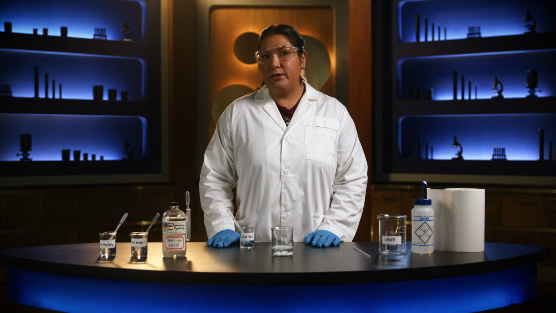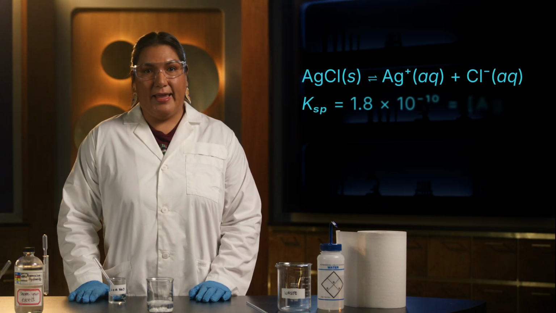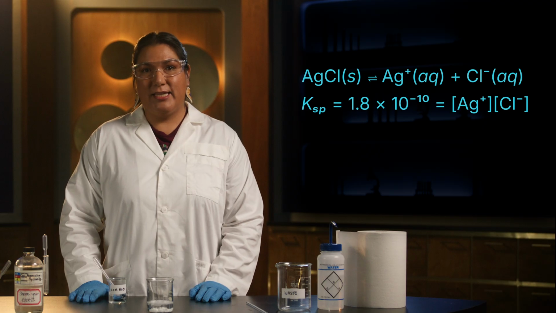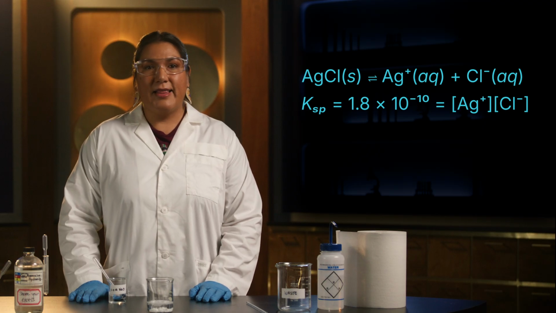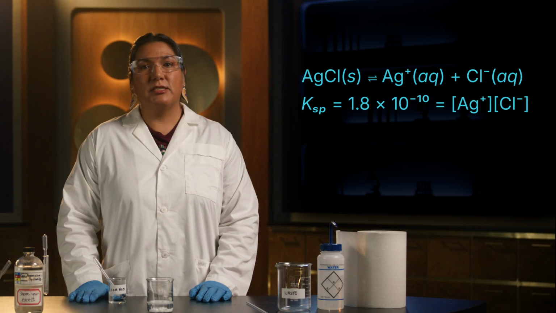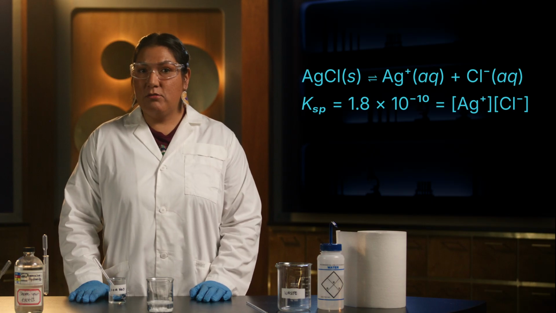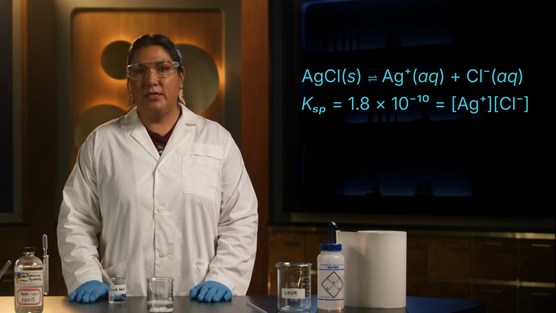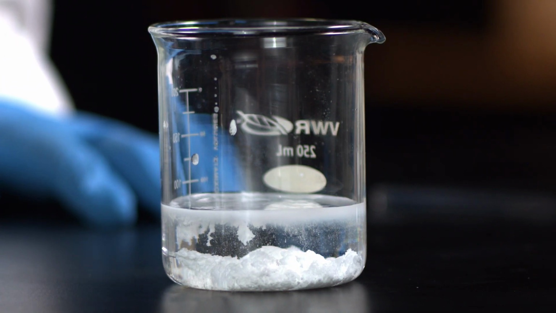This equilibrium is governed by a constant called the solubility product, or Ksp. For silver chloride, the Ksp is 1.8 times 10 to the minus 10. That tiny number tells us that only a small amount of silver and chloride ions exist in solution at equilibrium. Most of it stays as a solid.